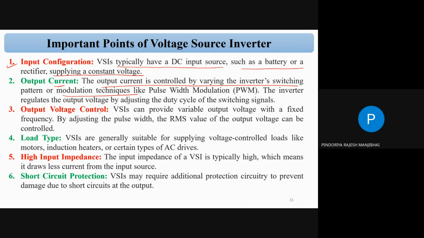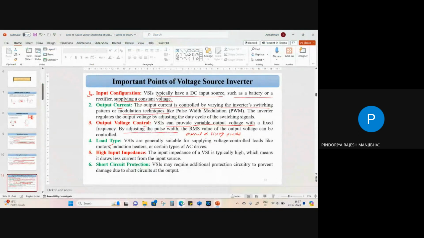Output voltage control, the third point. VSI can provide variable output voltage with fixed frequency by adjusting the pulse width modulation. We know the output voltage is directly proportional to the firing pulses, and by controlling the firing pulses, we can control the output voltage, correct? Fourth, load type. Depending on the nature of the load, we can connect it to the inverter.